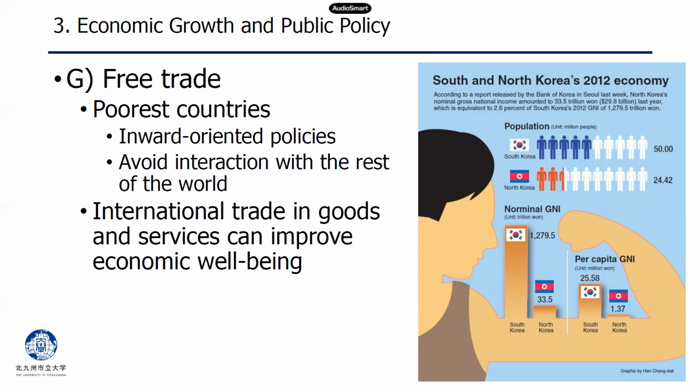Next one, I think we only have two more things to cover today. One thing is free trade. We look at the benefits of free trade, or the gains from trade, right? And usually the poorest countries, oh, I'm sorry, but I again use the same country. North Korea is a very closed country. They don't trade with other countries. And usually those countries avoid interactions.